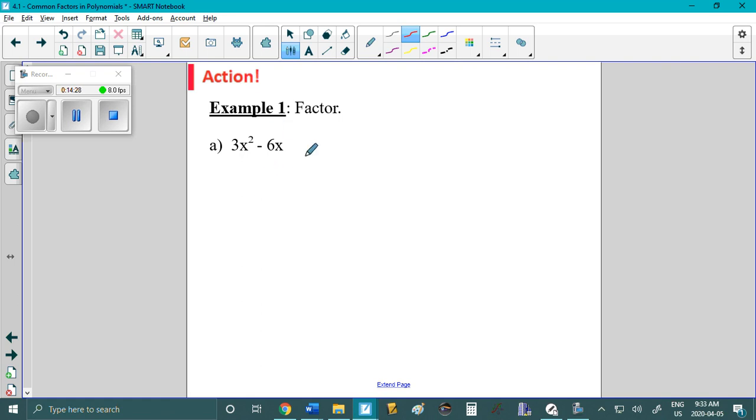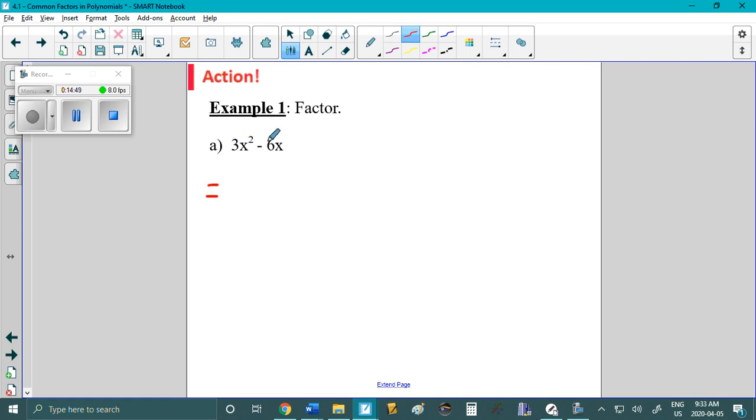All right, so example 1A. We need to factor this. It's two terms. We've got 3x squared, and we've got negative 6x. Okay? So the first thing I'm going to do is find the greatest common factor. So I'm going to write an equal sign here, because what I write on the line below is going to be the same as this. It's just going to look different.